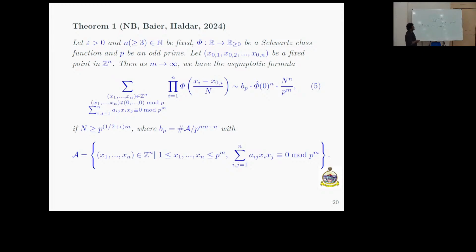Okay, then we are ready to state the main result. So take any epsilon greater than 0, and fix the variable n greater or equal to 3. Then take any Schwartz function and let p be an odd prime. So roughly, what is a Schwartz function? This is a C infinity function. Also, this has rapid decay.